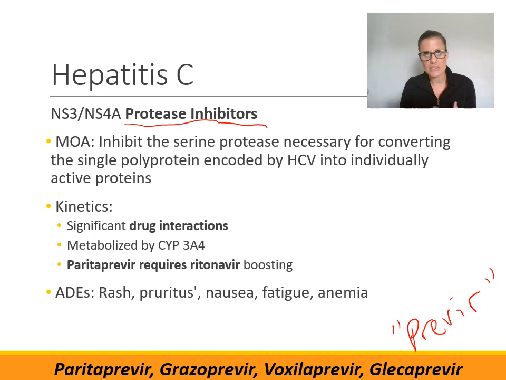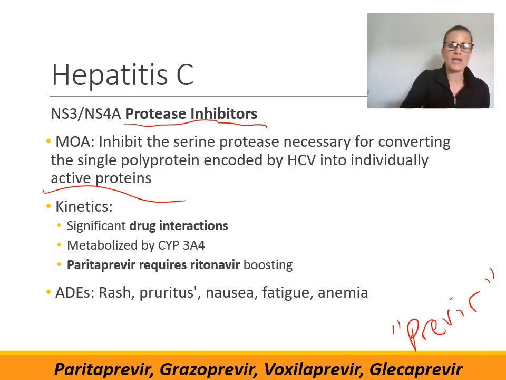So typically there's a serine protease, an enzyme that takes this large polyprotein and splices it and separates it into individual proteins and enzymes that are necessary for the virus to replicate. Without these active proteins, the virus can't replicate and the life cycle is disrupted, right? It's got to be able to replicate to spread. So if you stop the splicing of this one large protein into smaller active proteins, you stop the process.